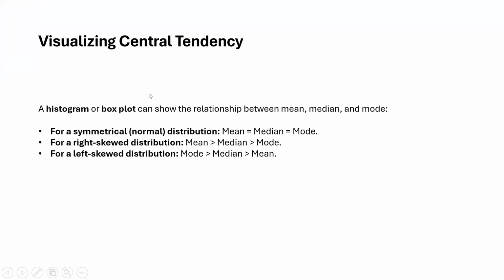Visualizing central tendency is a very important thing. When you visualize the histogram or box plot, if your distribution is symmetrical, you will have mean, mode, and median on a single line. All three will have the same value. But if it is right skewed, your mean will be greater than the median and median will be greater than the mode. Similarly, if it is left skewed, your mode will shift to the higher side, then median and then mean. This is how we identify the skew in our distribution.